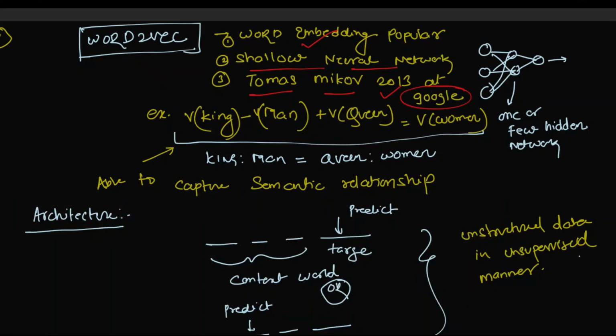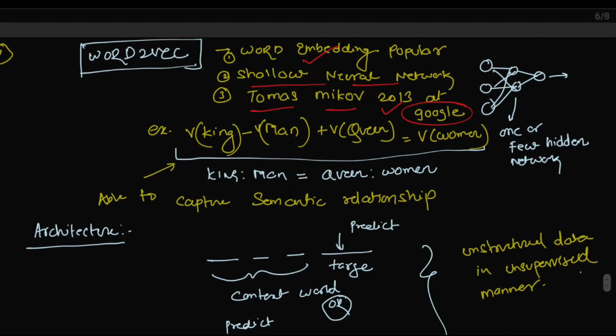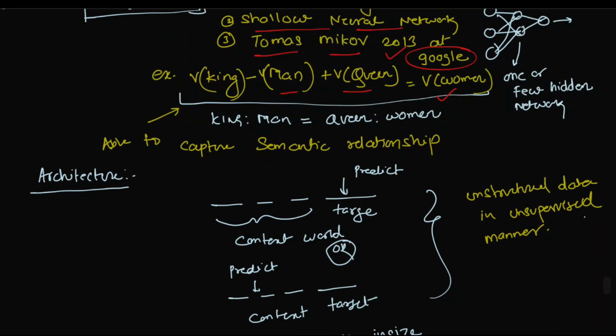It is the most popular technique in word embedding. Now if you look at this example: if I take the vector king, subtract the vector man, and add the vector queen, it gives the result vector woman. This is one of the popular examples of the Word2Vec model. So how is it possible? Because it is able to capture the semantic relation between these words.